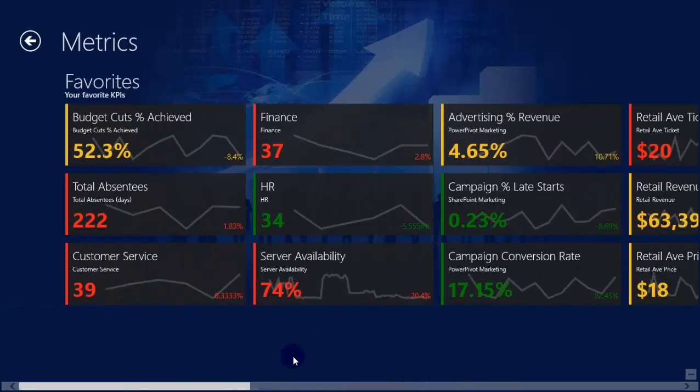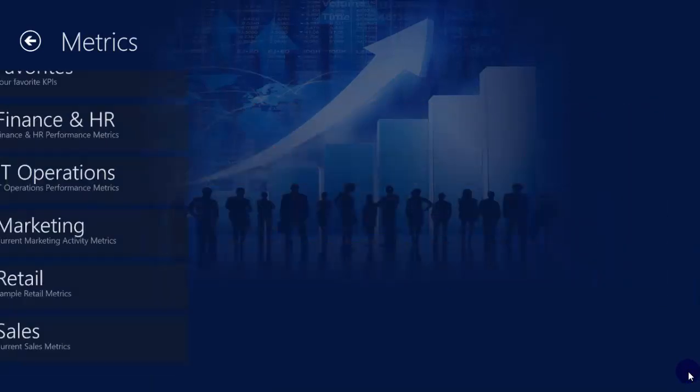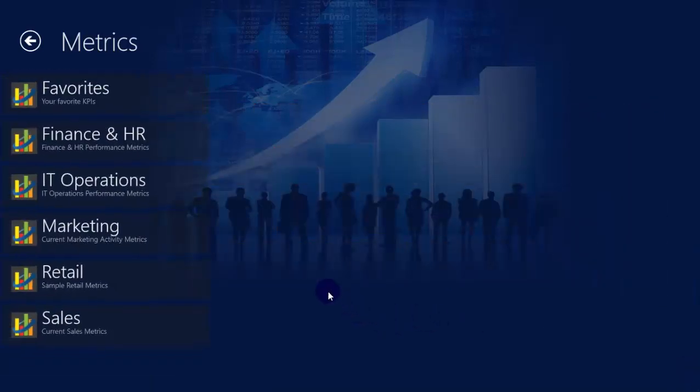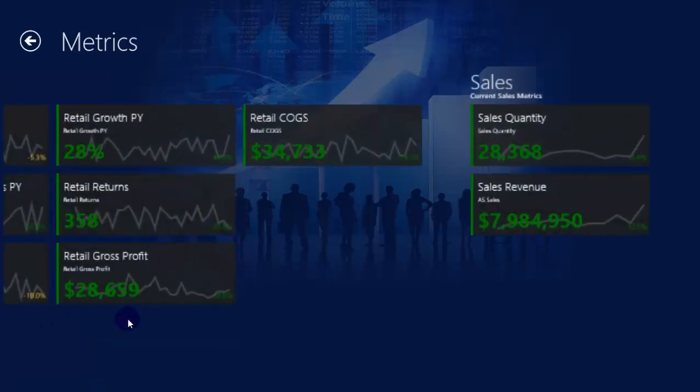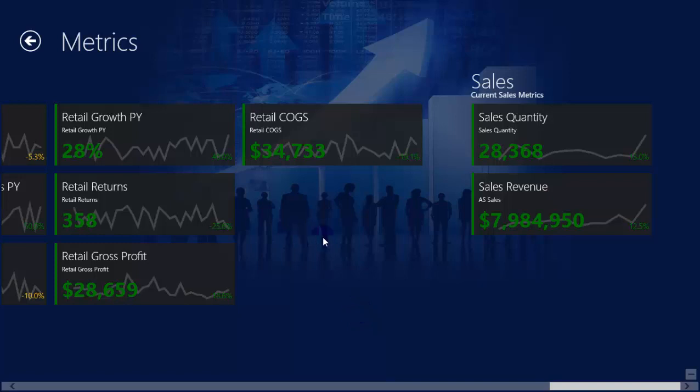So what's the best way to get to the sales metrics? Well, let's zoom out. It's a neat feature of Windows 8. So as I zoom out, now I get to see the different categories of metrics that I have access to. So what I really want to do is I want to go into sales. And sales is performing well, but we all love sales revenue. So let's click into that.